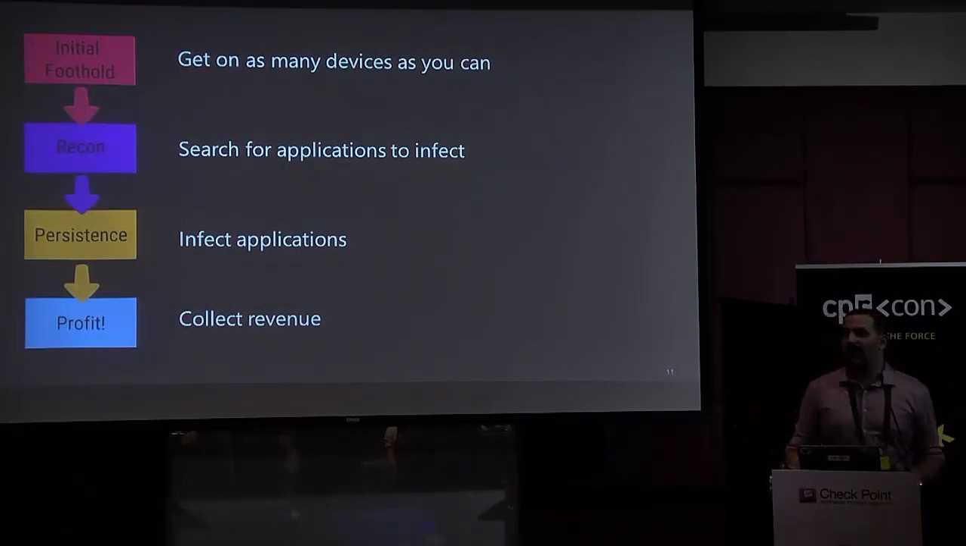So, AgentSmith, the campaign had four major stages. The first one is the initial foothold. The actor tries to get on as many devices as possible. And the logic behind it is relatively simple. More devices means more ads. More ads means more revenue.